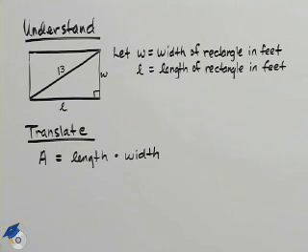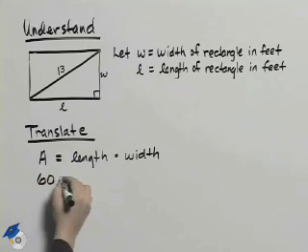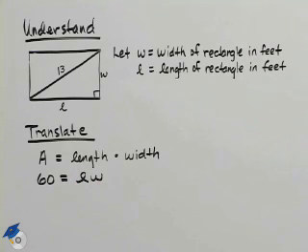We are given that the area of the bed is 60 square feet, so we know that 60 is equal to L times W, because we have a rectangle and the area of a rectangle is length times width. Now we have an equation that has two unknowns, so we should come up with another equation that will help us solve this problem.